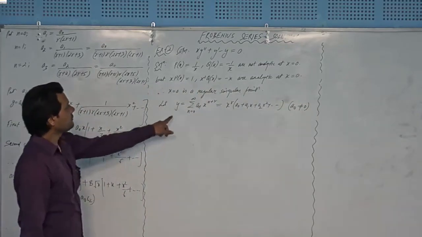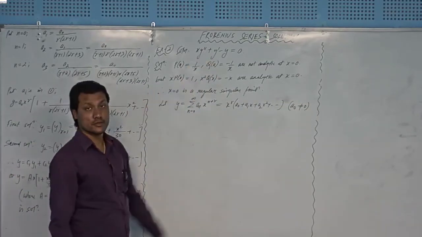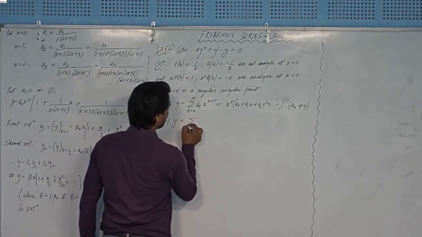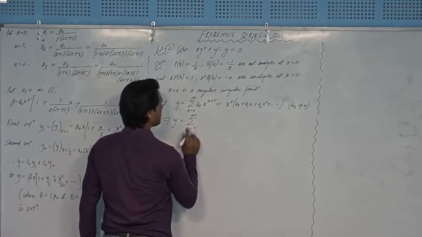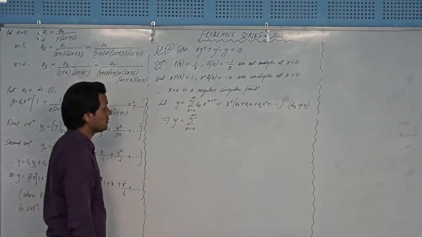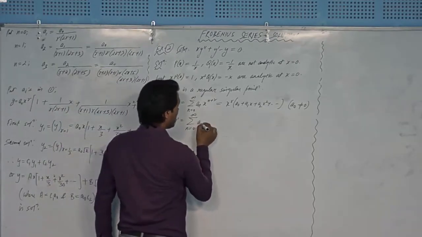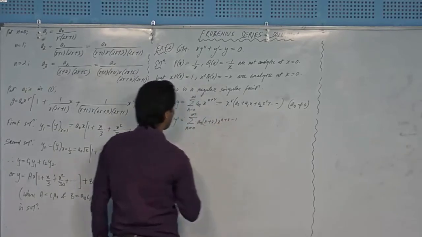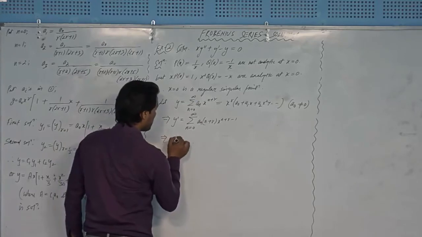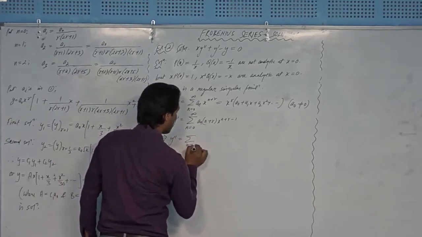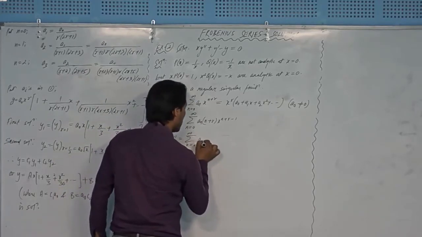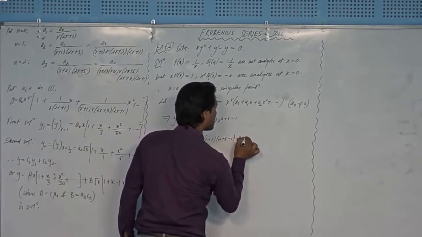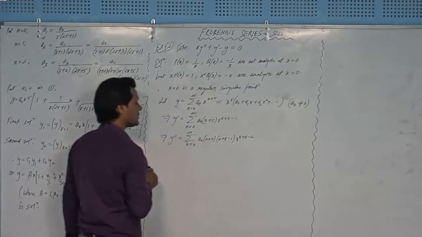Now I need the first and second derivatives, so I will differentiate it. As we know, on differentiating a Frobenius series the range is unaffected, so that will give the summation of a_n (n + r) x to the power n + r - 1. On differentiating it again, I will get the summation, n = 0 to infinity, of a_n (n + r)(n + r - 1) x to the power n + r - 2.